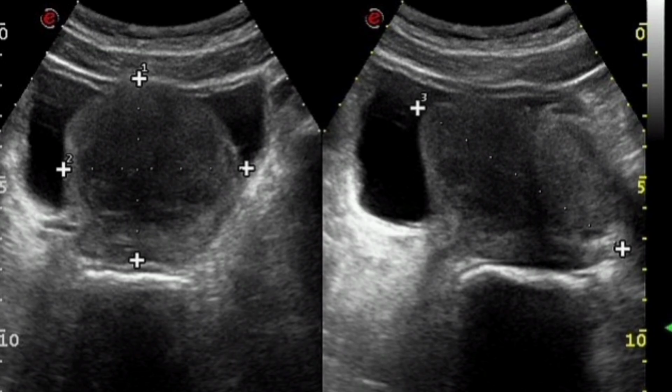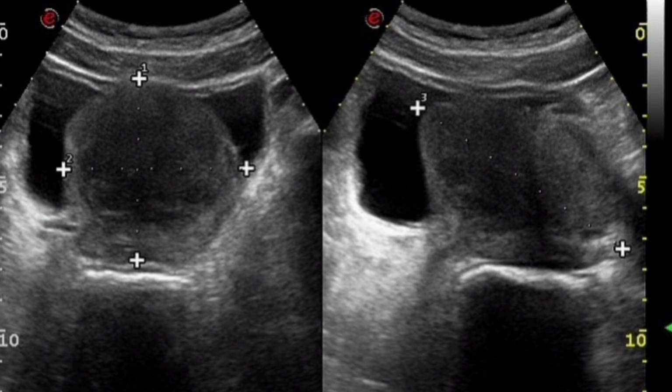Hello everyone. Today's case is an old man presented to us with the symptoms of urinary tract obstruction. On ultrasound, the prostate was markedly enlarged. It was about 100 grams. Normal size is around 25 to 30 grams.